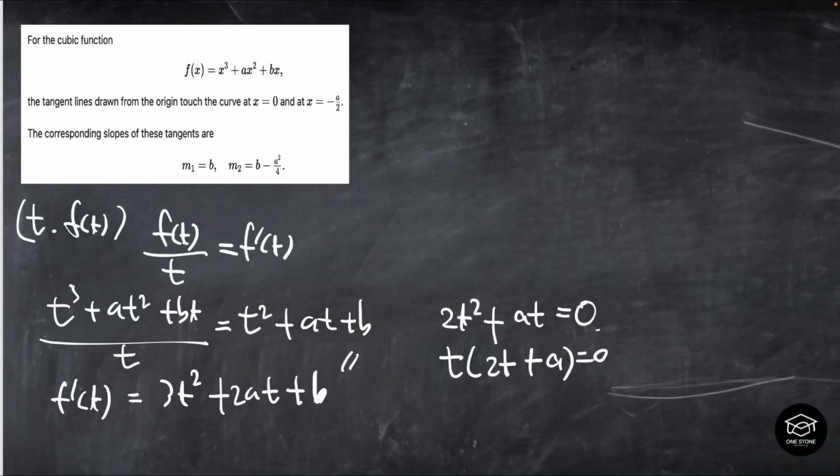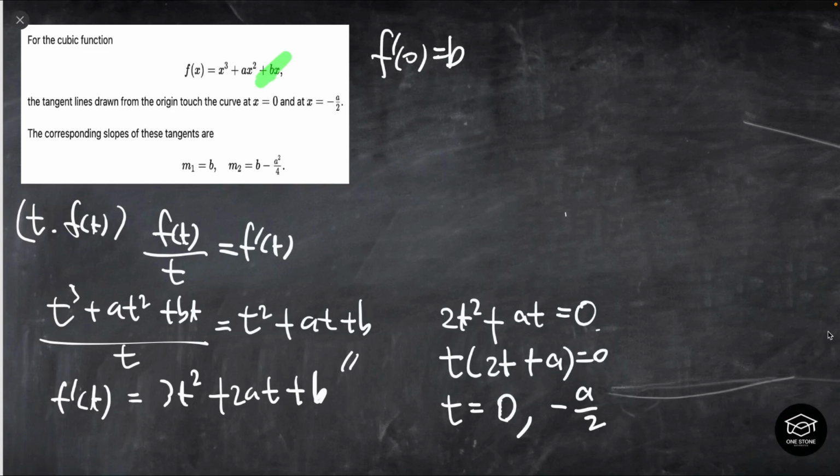Factoring, this gives t times the quantity 2t plus a equals 0. So there are two possible values of t that give tangency, either t equals 0 or t equals negative a over 2. Now, here's an important shortcut to notice. Whenever the tangent line is at the origin itself, the slope is simply equal to the coefficient of the linear term, in other words, b. This fact can save you some time when solving problems of this type.